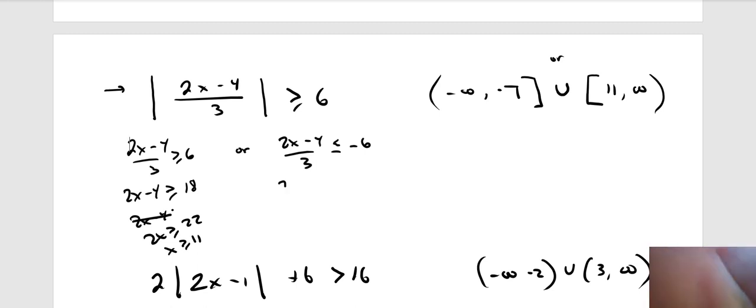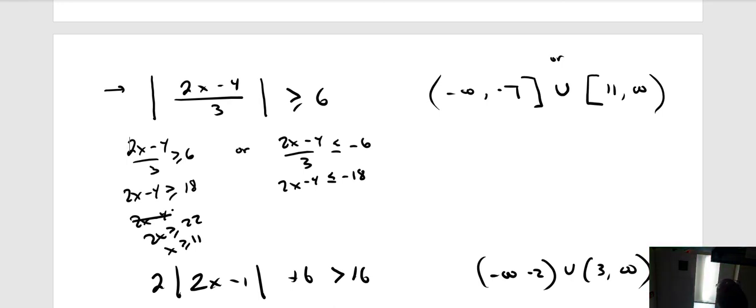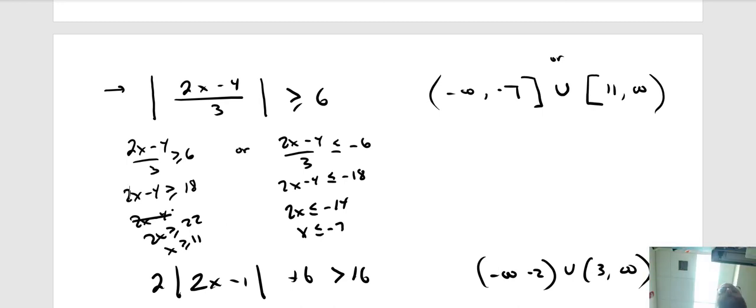Over on the right-hand side, we get 2x minus 4 less than or equal to -18. Now, this does not flip the inequality, because even though this is negative, we did not multiply by a negative number. We multiplied by +3, so that inequality direction stays put. 2x less than or equal to -14, by the time we add 4 to both sides. X less than or equal to -7.